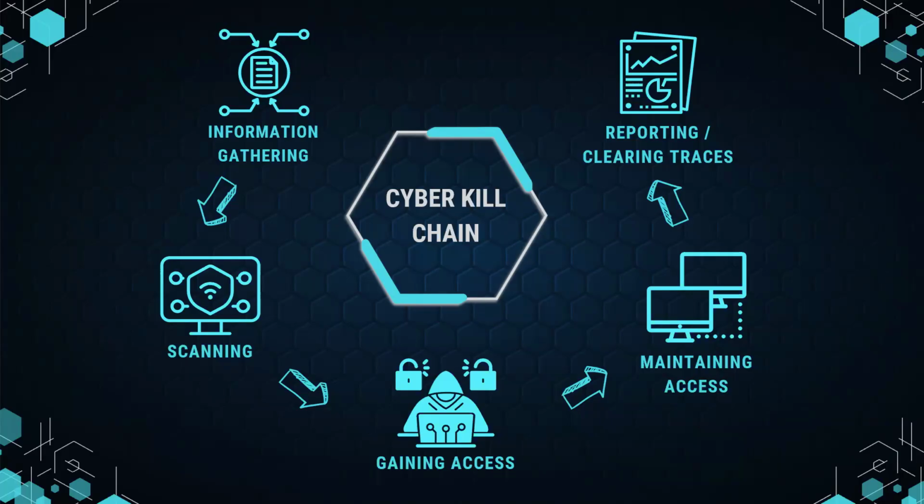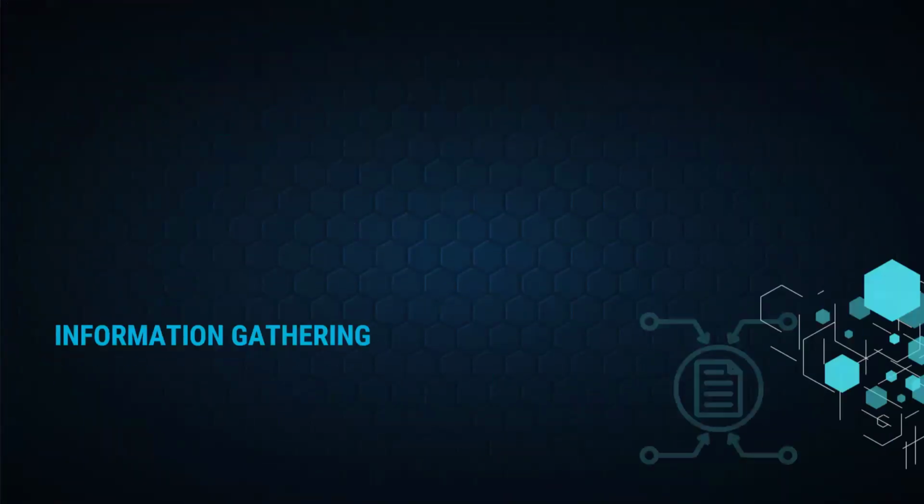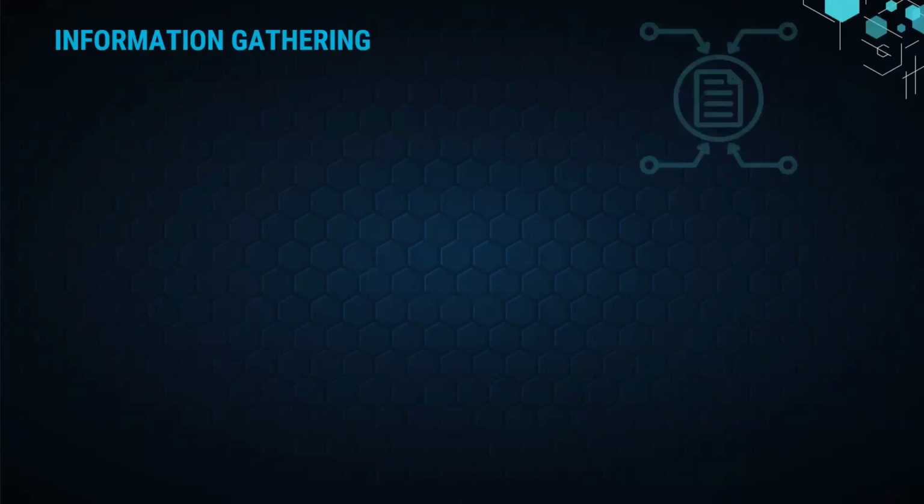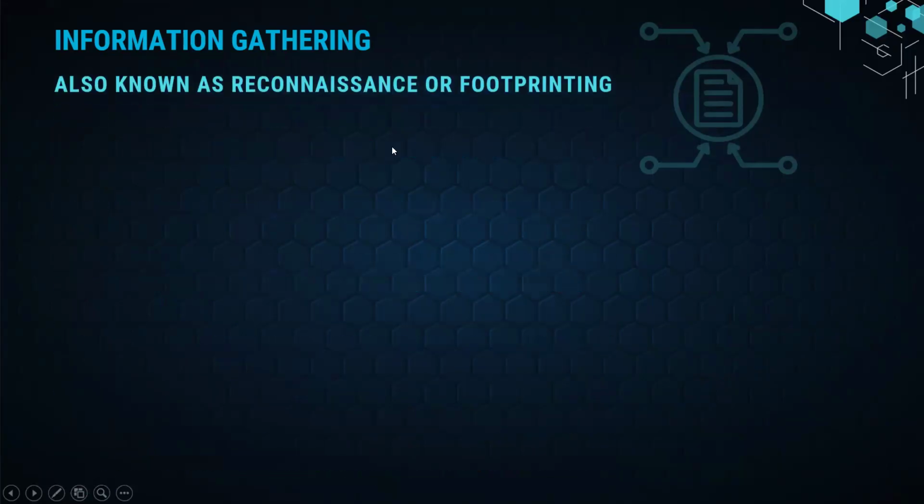Okay, so first things first, let's dive into this topic called information gathering, the first stage in the hacking cycle. When you talk about information gathering, this is also commonly known as reconnaissance or footprinting. These are other terminologies or names given to the same technique or the same objective.